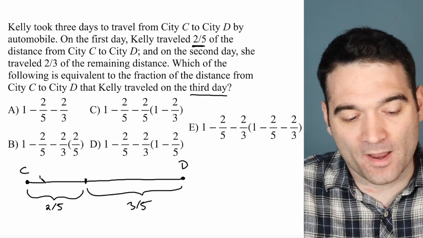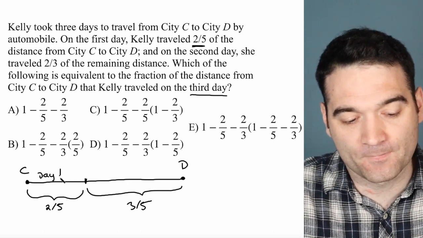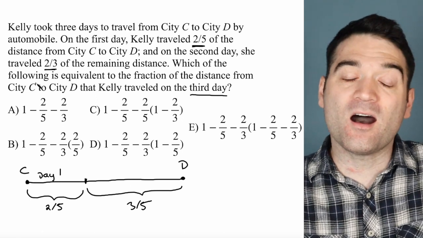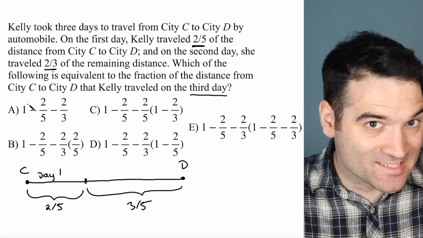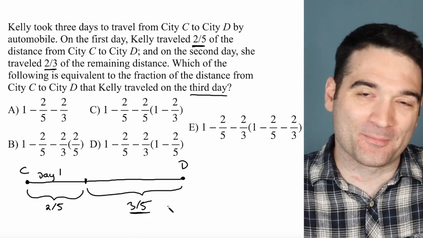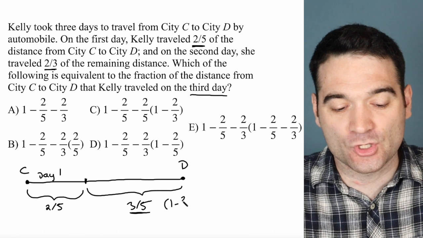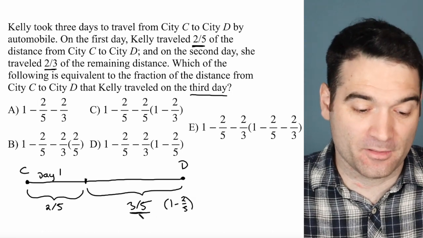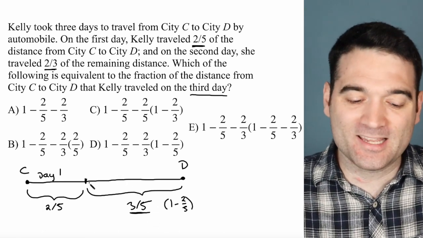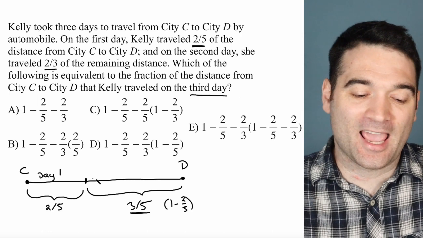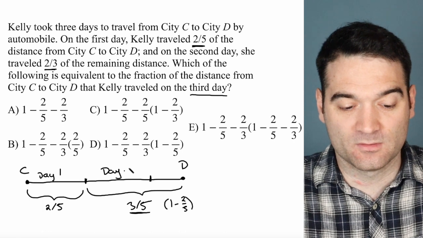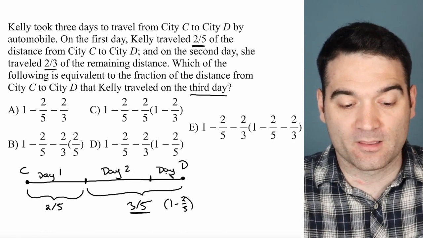We know that this is day 1, right? There's day 1. And that on the second day, we travel 2/3 of the remaining distance, right? Well, what is the remaining distance? It's 3/5, also known as, I'm going to write this as, 1 minus 2/5. Everyone with me on that, right? 3/5 is 1 minus 2/5. That's how we got 3/5, right? So the remaining distance is 1 minus 2/5, or 3/5, and we're going to travel 2/3 of that, right? So that's day 2, and here is day 3, what we're looking for.